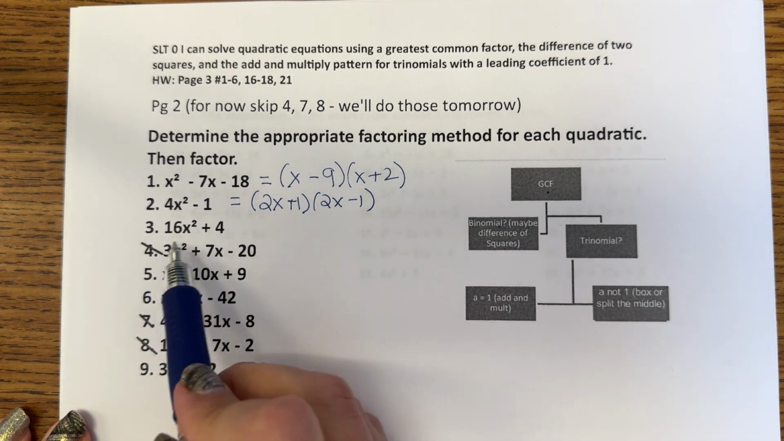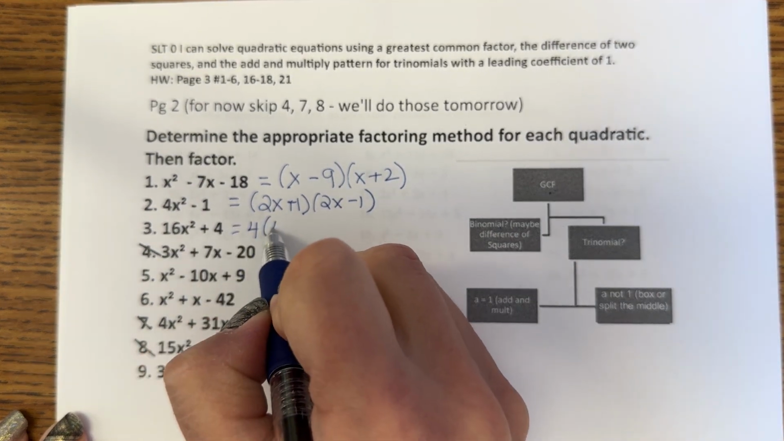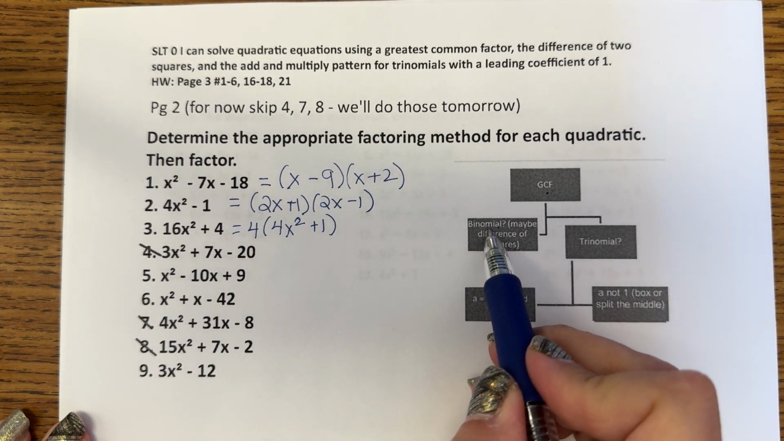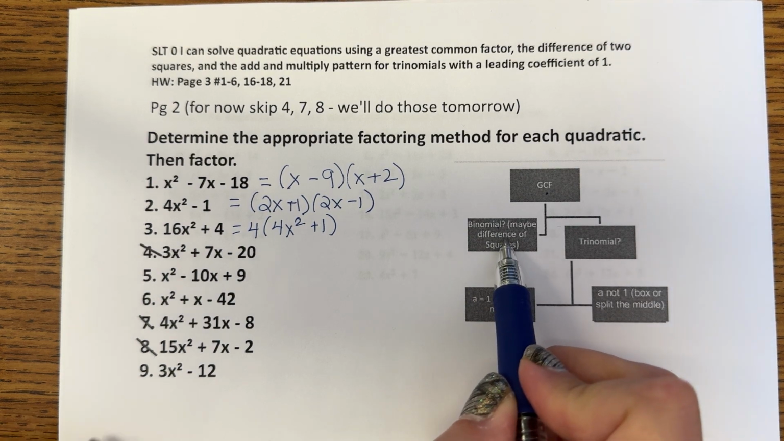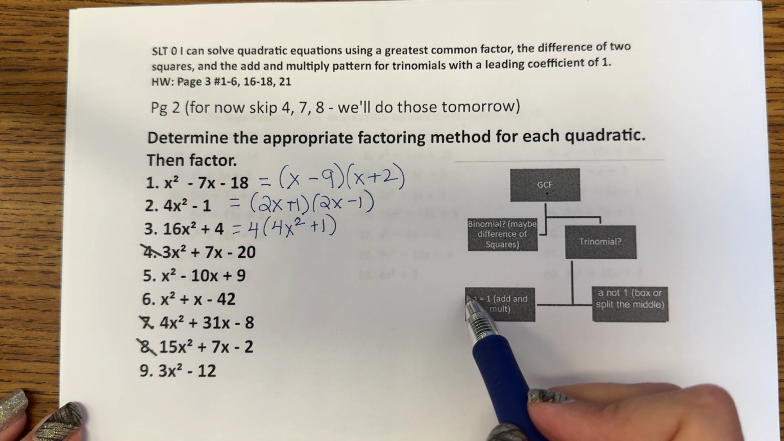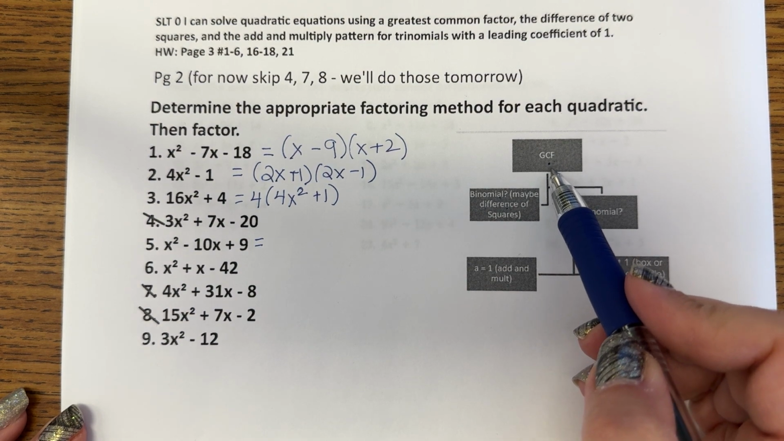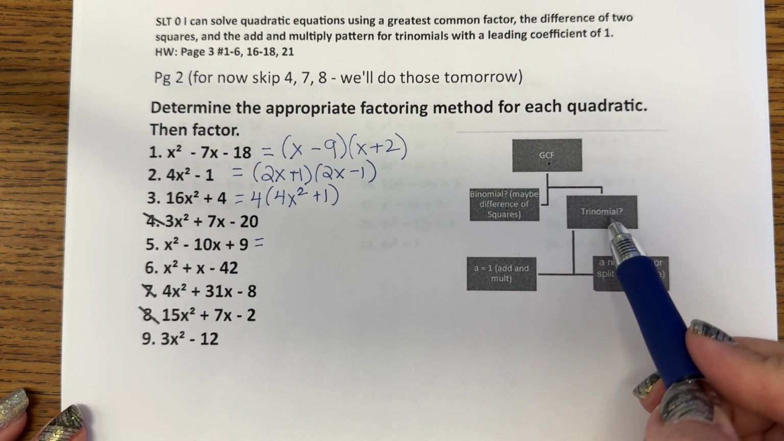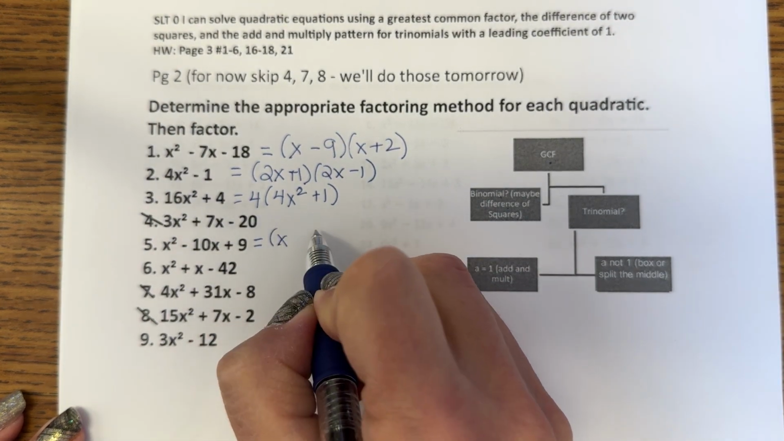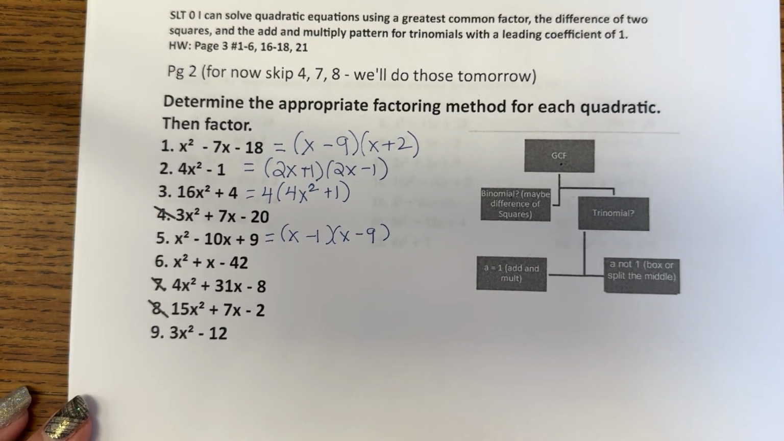Number 3, is there a greatest common factor? Yes, 16 and 4 can both divide by 4. Now I'm left with a binomial. Is it a subtraction? No, so that does not factor further. That's done. Number 5, is there a greatest common factor? No. 3 terms, trinomial. What multiplies to 9 that adds to negative 10 will be negative 1, negative 9. So x minus 1, x minus 9.